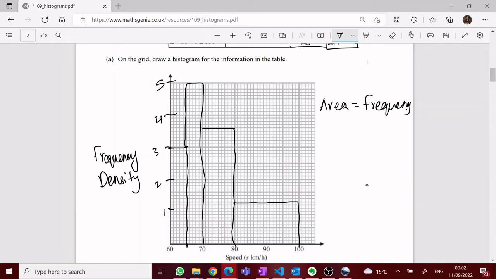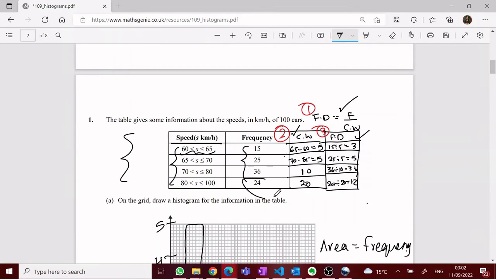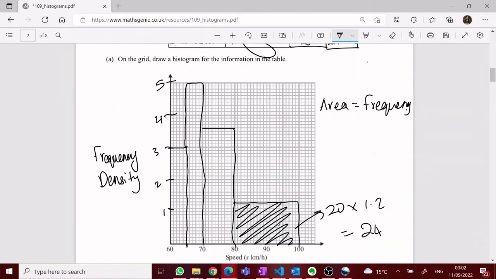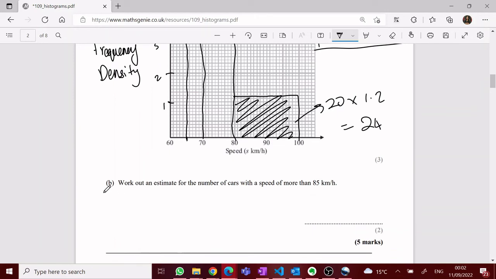For example, if I take this bar, and I know the base is 20 and the height is 1.2, that will give me 24, which is the frequency. So always keep in mind that the area of the bar is the frequency. So just note it down. It's kind of self-explanatory with the equation, but it's very hard to notice.